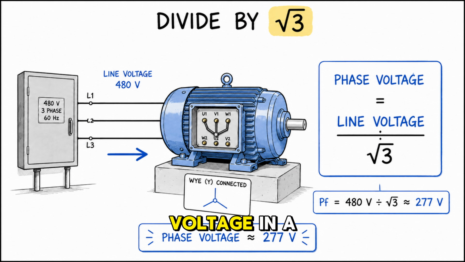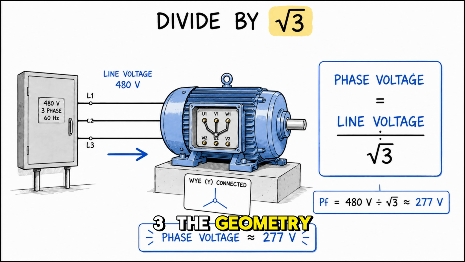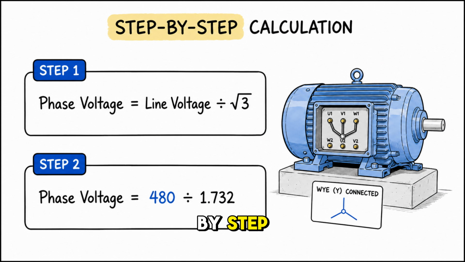To find phase voltage in a Y-connected system, we use this formula. Phase voltage equals line voltage divided by square root 3. Why this formula? This is simply the same 120-degree phasor relationship from Project 1, solved in the opposite direction. Since line voltage equals root 3 times phase voltage, phase voltage must equal line voltage divided by root 3. The geometry never changes. Only the direction we are solving in changes. Now let us solve this step by step.